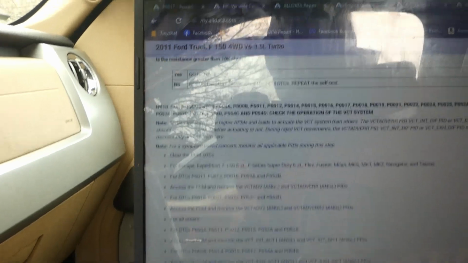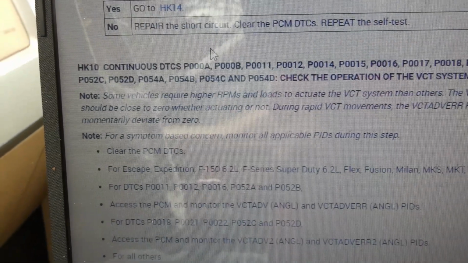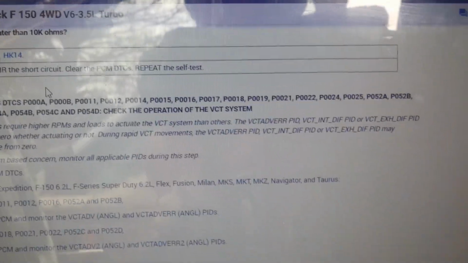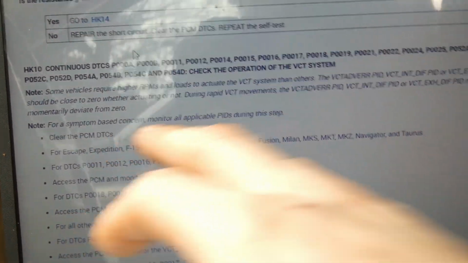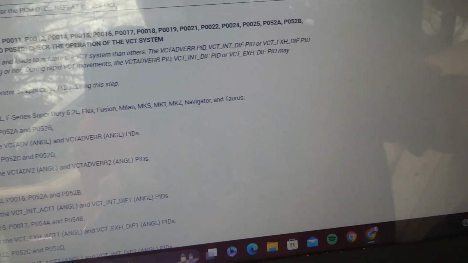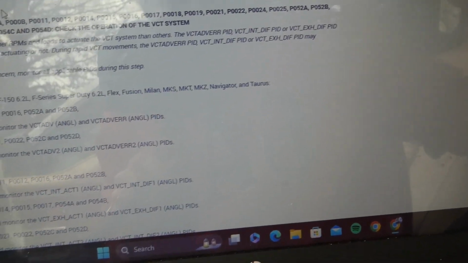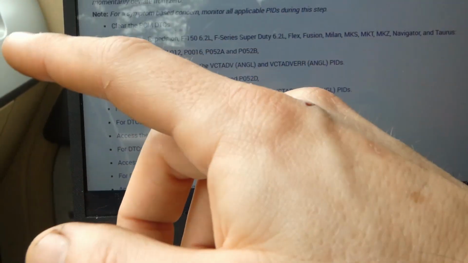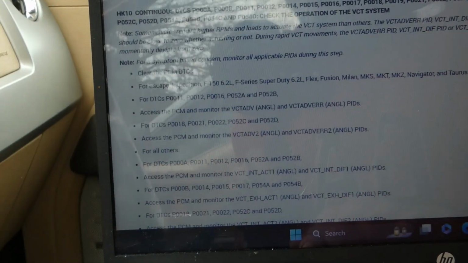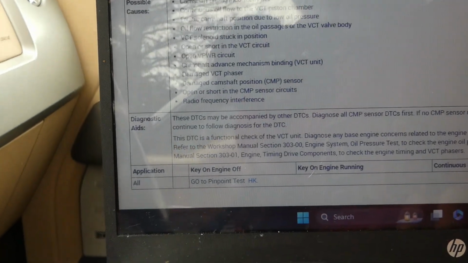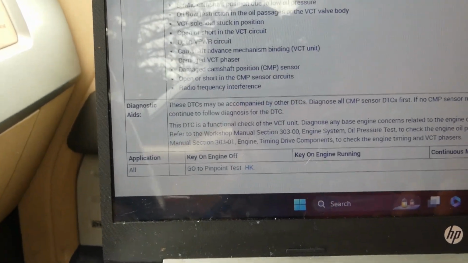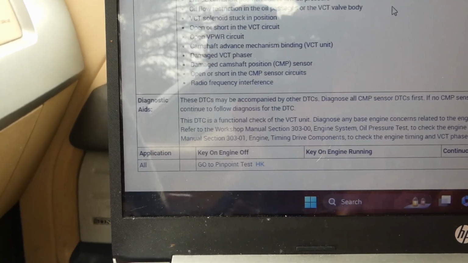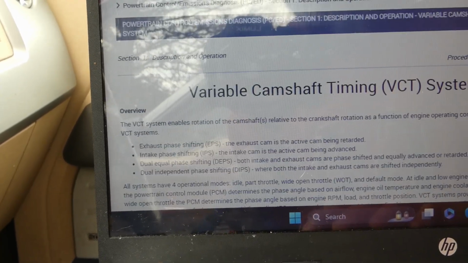Alright, so we come over here, and for continuous, we follow the flow chart. We want to verify continuous operation of the VCT. Alright, so I don't want this battery to die. Now, there's a lot of things that take into account. Forget where it's at.